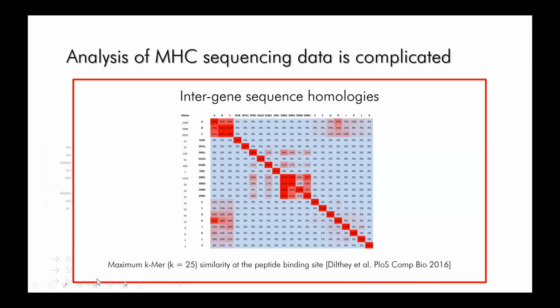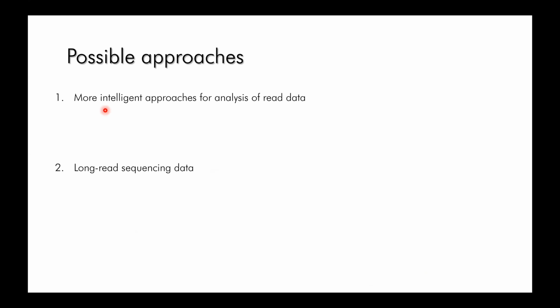For example, if you're interested in the extent of sequence homology between different genes, we quantified that in a 2016 publication. Now, where can we go from here? We have basically two alternative approaches that we may pursue. We could become more intelligent about the analysis of the generated read data, or we could try to use better and more informative data. And of course, in this talk, I'll briefly touch upon both points.